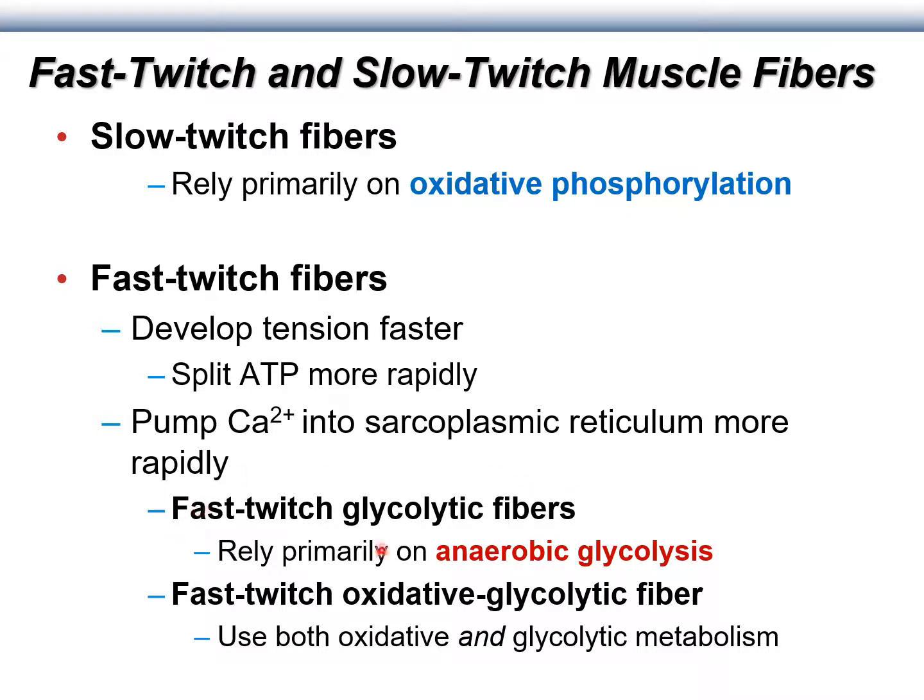Fast twitch glycolytics are the true sprinter's fast twitch. These are what we also would use in maximal contraction, when we are absolutely going all out for full force contraction. They rely primarily on anaerobic glycolysis. Yes, they can operate oxidatively, and we can increase their oxidative capacity if we train a certain way. But their primary way of generating tension is through glycolysis and substrate level phosphorylation.